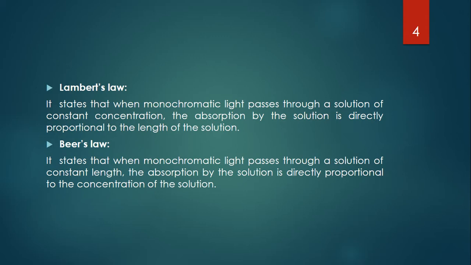According to Beer's law, when monochromatic light passes through a solution of constant length, the absorption by the solution is directly proportional to the concentration of the solution. That is, higher the concentration, higher will be the absorbance. Let us see the equations for Lambert's law and Beer's law.